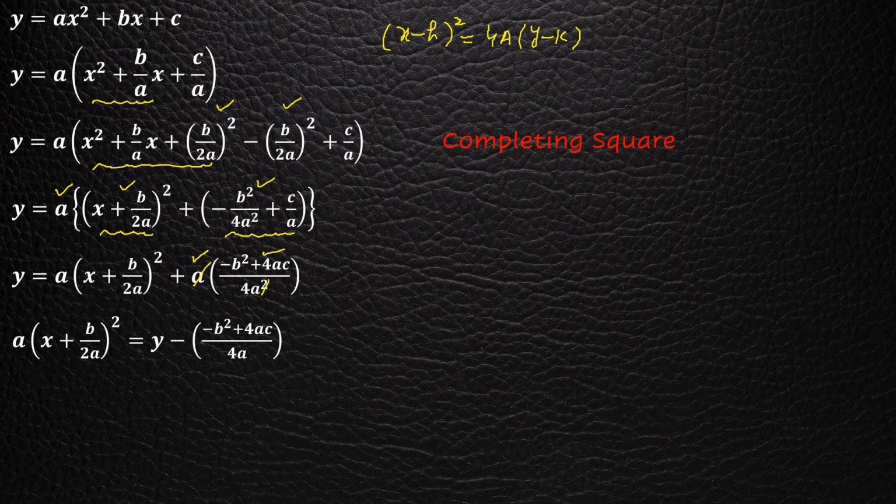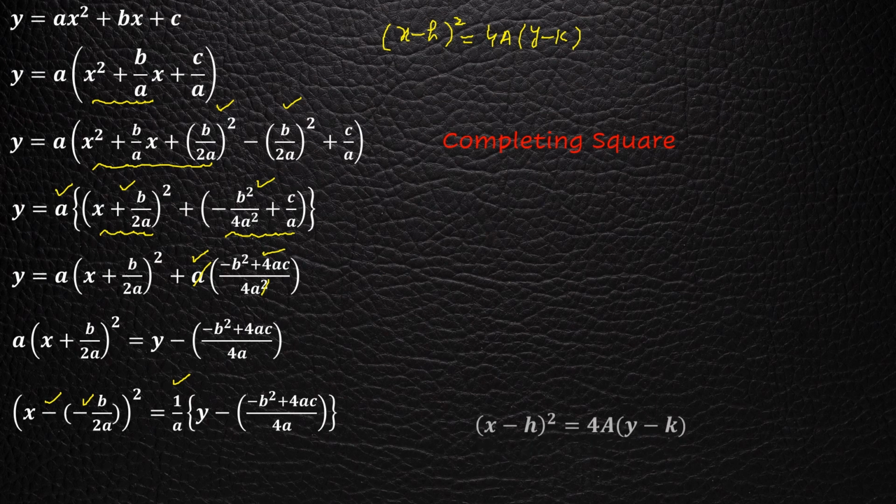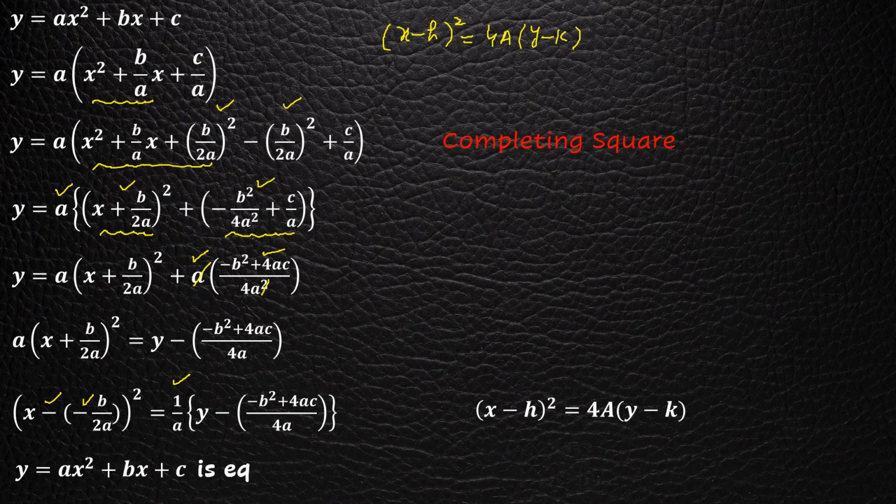Now we can write this equation in the form x minus b over 2a whole square is equal to 1 over a into y minus b square plus 4ac over 4a. Now this equation is of the type x minus h whole square is equal to 4a y minus k. So we can say that y is equal to ax square plus bx plus c is equation of parabola.